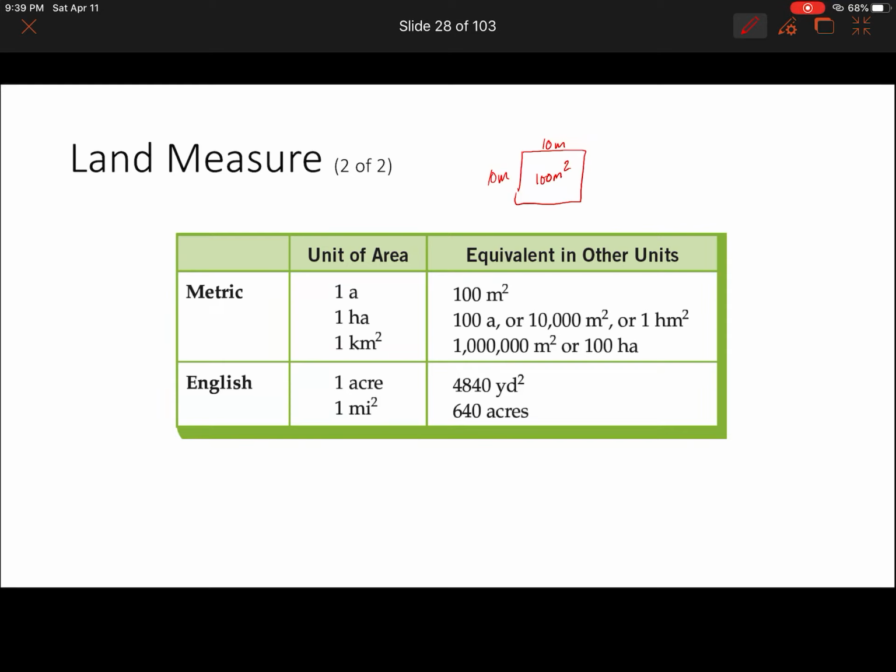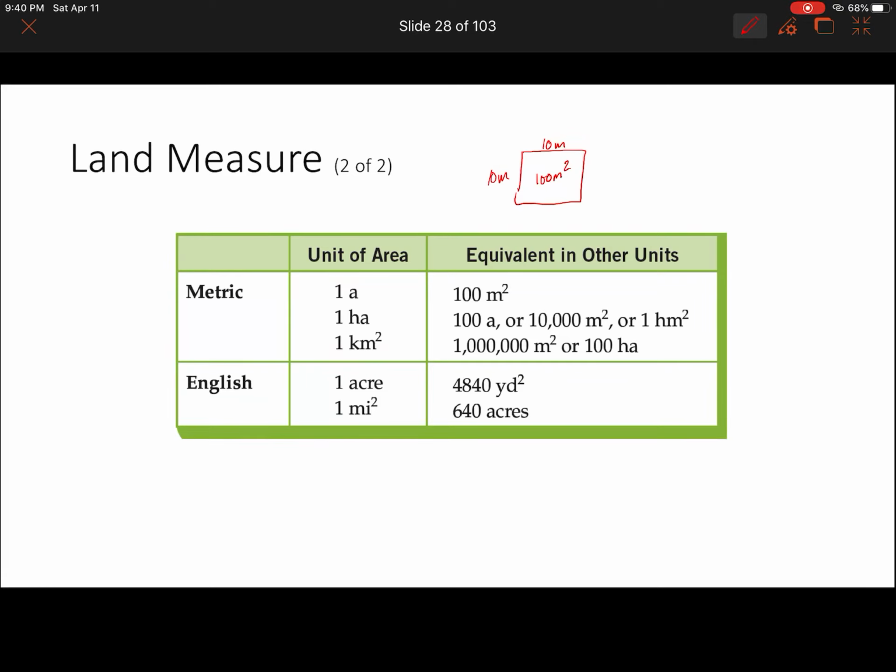And so an acre is 4,840 yards squared. So if you do a quick calculation here, if you take 4,840 and take the square root of that, you will see that it's 69 by 69-ish, pretty close to that. And that's, again, yardage. From a foot standpoint, it's about 208 by 208.